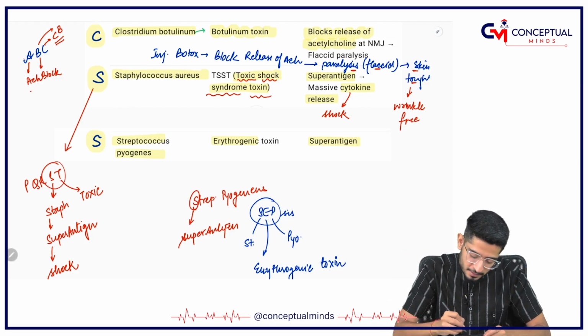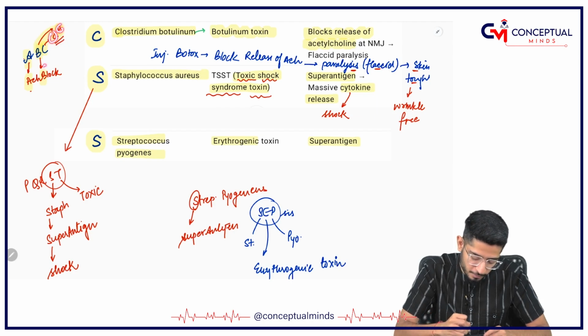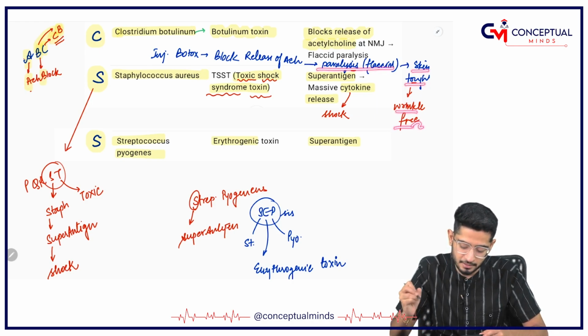Okay. So remember the mnemonic ABC. A for acetylcholine, B for block, C for Clostridium, and this B for botulinum. So Clostridium botulinum blocks the acetylcholine. That leads to flaccid paralysis and the skin is taut and wrinkle free.